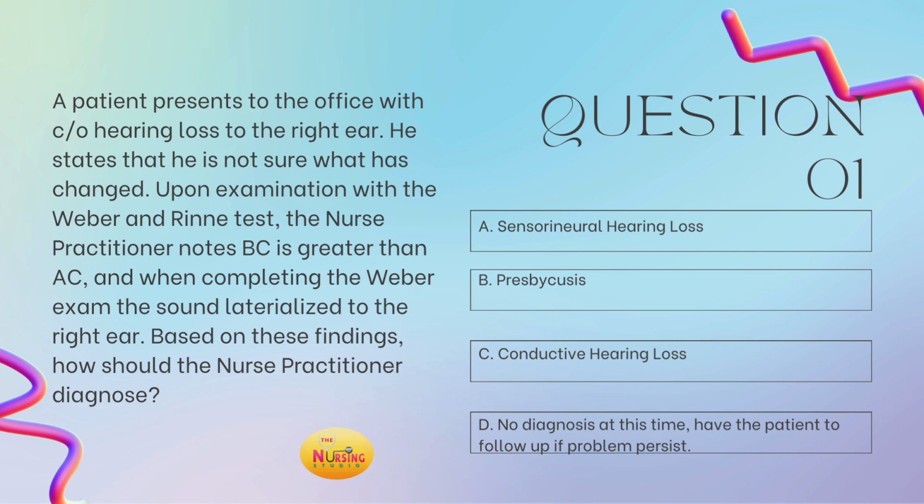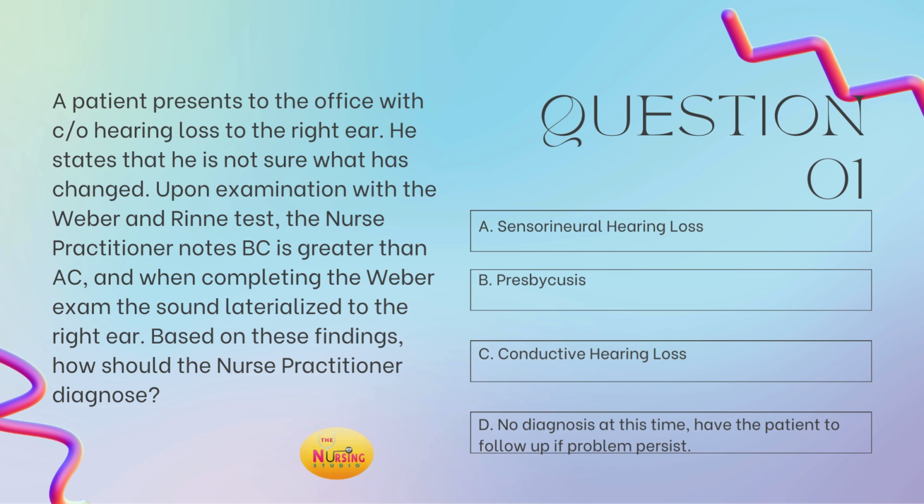So instantly, as their provider, you're thinking, all right, let me run through the test to rule some things out and see what we have going on. So you're doing your Weber and your Rhine with your tuning fork, right? Strike that tuning fork to do the Rhine exam, place it on that mastoid bone. When they can no longer hear it, place it in front of the ear, right? You want it to have air conduction greater than bone conduction. If the bone conduction is greater than air conduction, it is abnormal, which it is here.